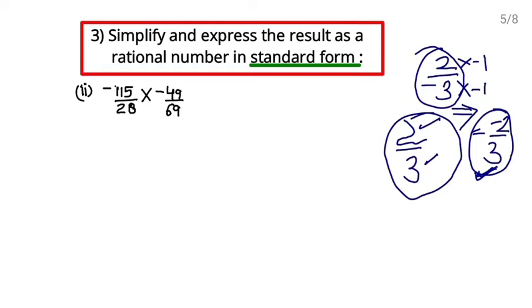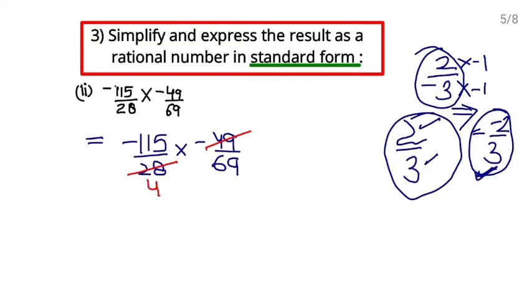So let's see how we can solve this question. Minus 115 upon 28 multiply minus 49 upon 69. Now this denominator and this numerator both are divisible by 7. So cut them. 7 4s are 28, 7 7s are 49 with a minus sign. This numerator 115 and this denominator 69 are also divisible by 23. 23 3s are 69, 23 5s are 115, and this will have a negative sign. Simple.